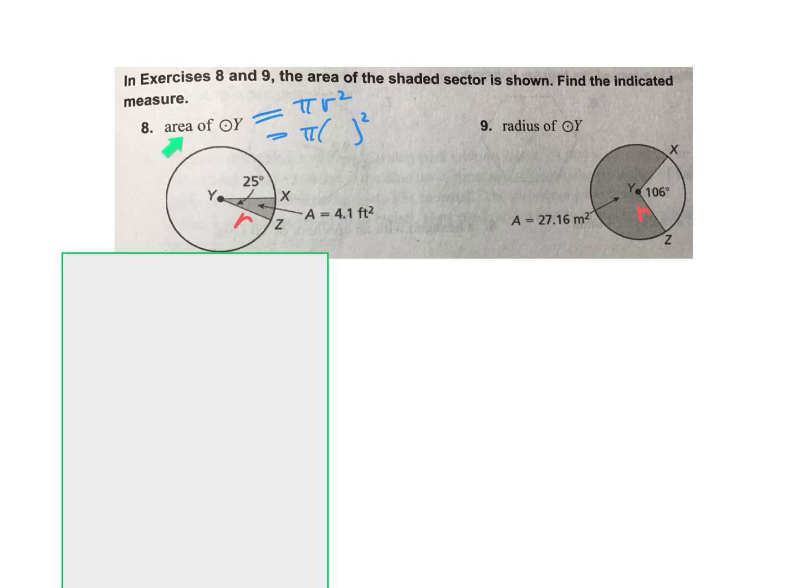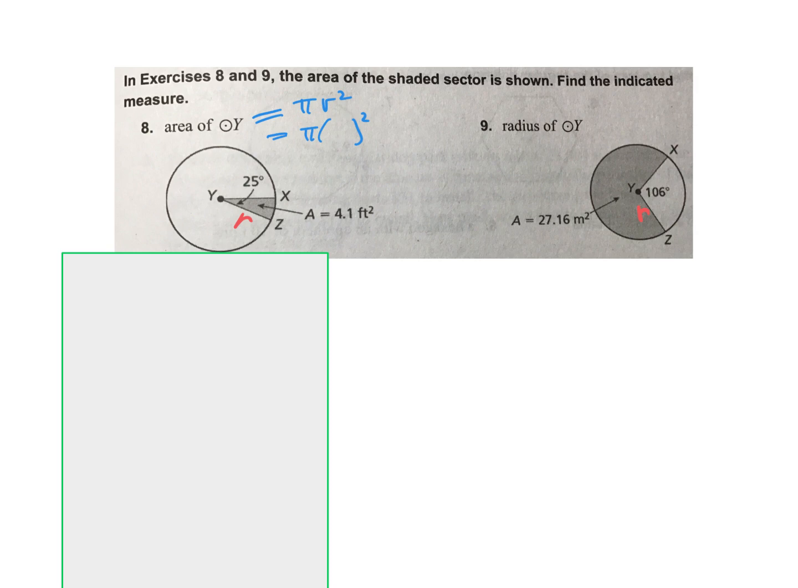All right, let's take a look at number 8. We're supposed to find the area of the circle, and we know that the area of a circle is pi times radius squared. So find the radius, and we'll have number 8 completed. So how to find the radius? Well, what do they give us? They give us a central angle and an area of a sector.